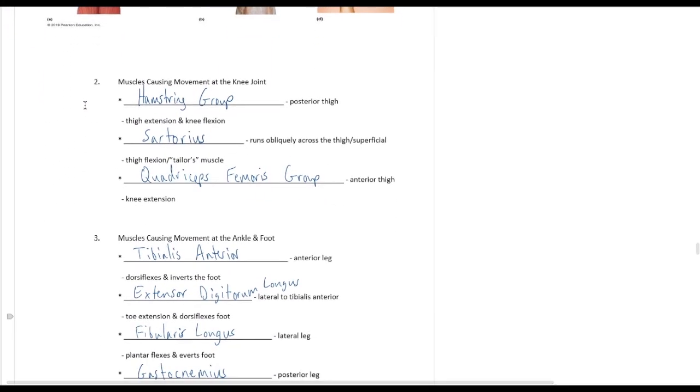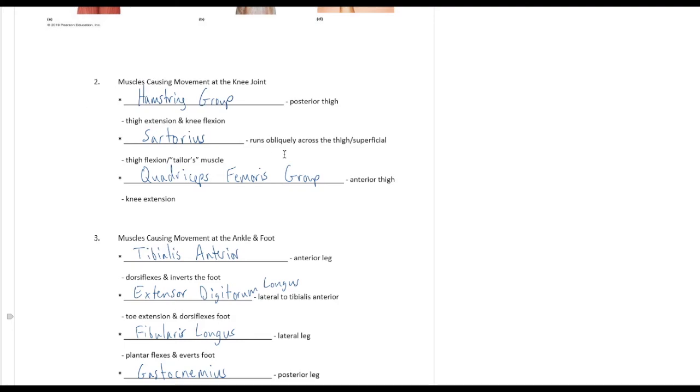Our hamstring group. Okay, this is where we're going to do movement at the knee joint. It's going to be the posterior thigh. It's going to be thigh extension and knee flexion. And if you flex your knee, you can feel two tendons on the left and to the right of the knee that are posterior of the knee. Those are your tendons from the hamstring group.